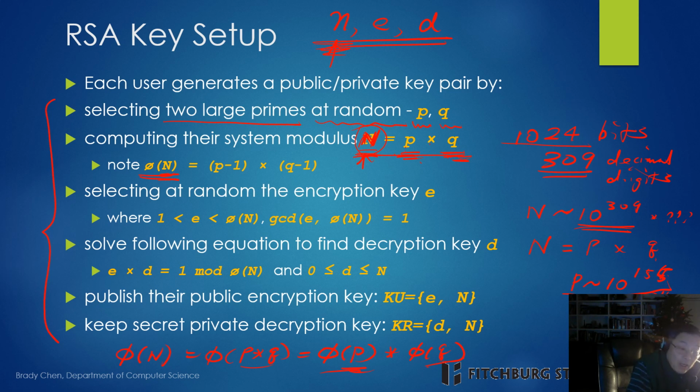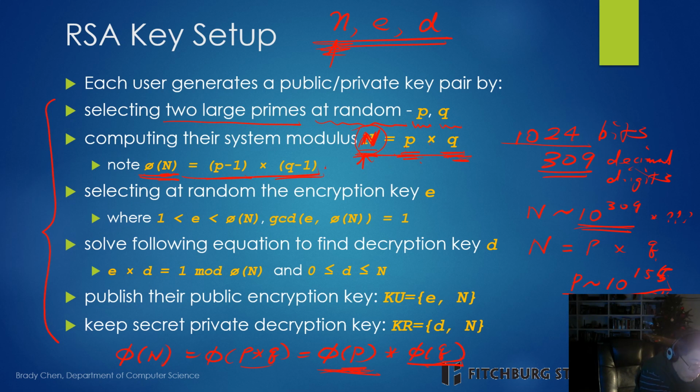Because p is a prime number, every number smaller than p is relatively prime to p, right? So all the numbers from 1, 2, 3, 4, all the way to p minus 1 are all relatively prime to p. So the Euler's totient number phi of p is p minus 1, and phi of q is q minus 1. So phi of n can be calculated easily by multiplying p minus 1 and q minus 1.